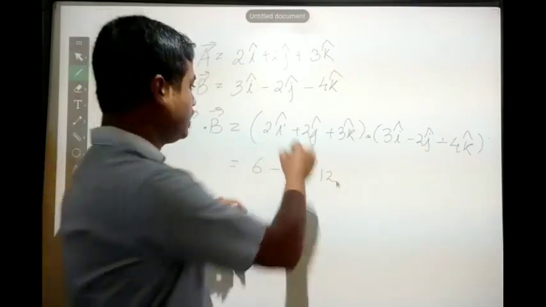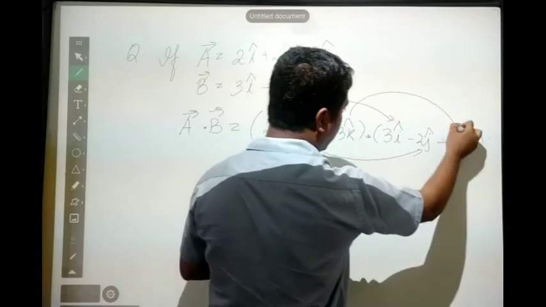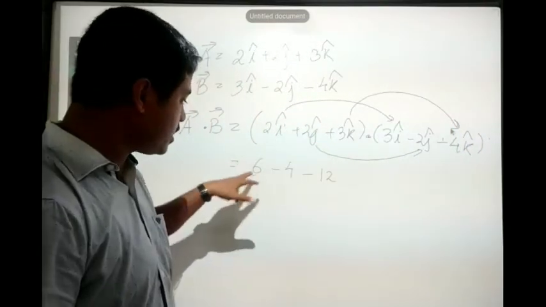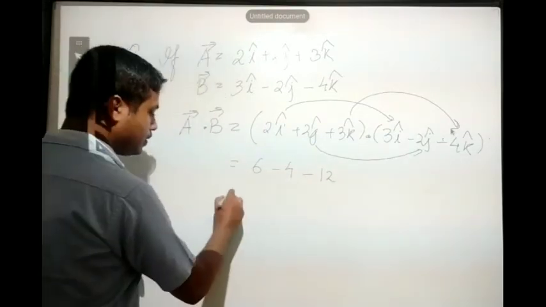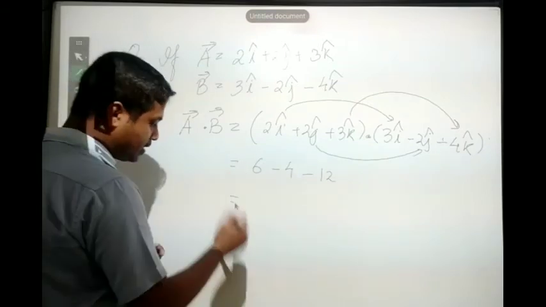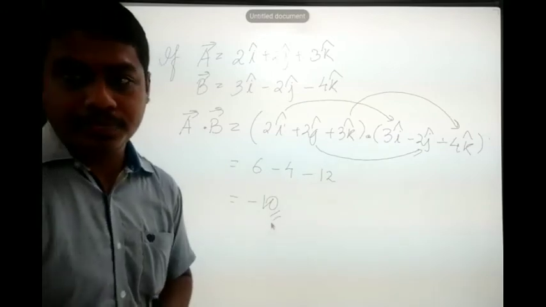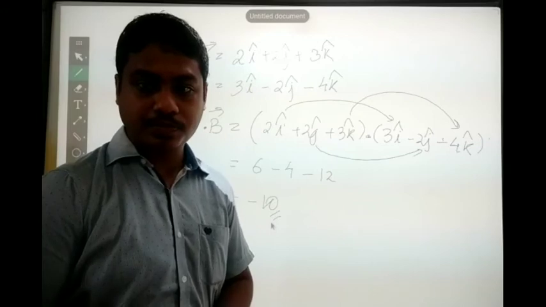I am using this and this, because all the rest of the part will be 0. So 6 minus 4 minus 12. You do the subtraction: minus 12 minus 4 is minus 16, plus 6, so it will be minus 10. So this will be your answer. So this is how we need to do the dot product of two vectors.